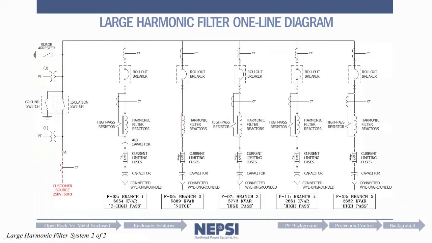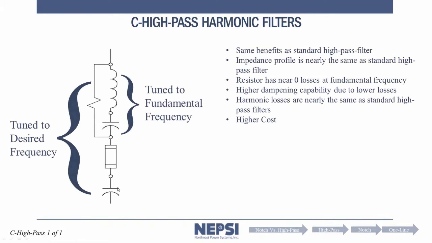And this filter system consisted of C high pass filter, which is here. So a C high pass filter is very similar to the high pass filter that's available in EasyPower to model. In fact, the performance of the high pass filter in EasyPower is equal to the C high pass filter that I've shown here. The primary difference is the capacitor that you see here, and actually I see an error, a mistake here. So this is a C high pass filter. So we're going to go through the three types of filters.